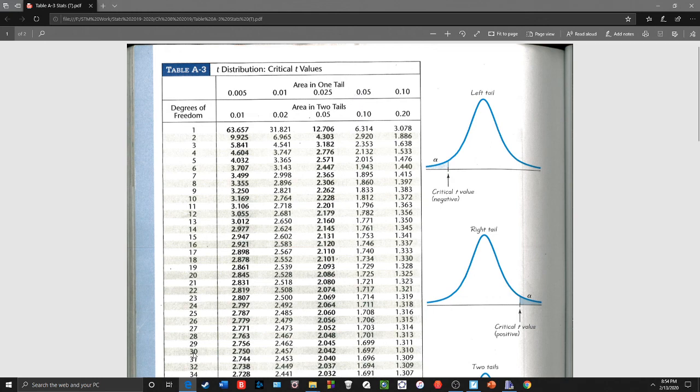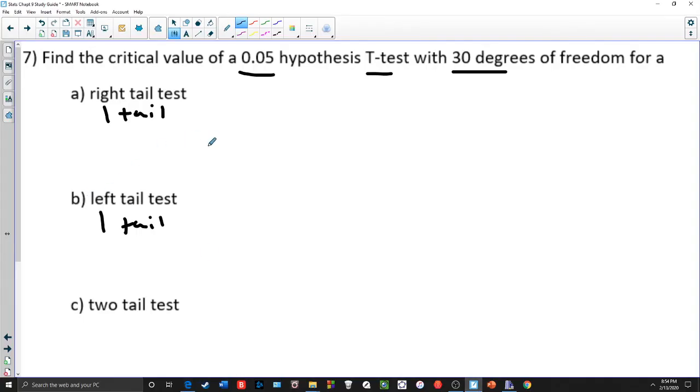If I said I had 30 samples or a 30 as an n, then I would subtract 1 from it. But it just outright tells me 30 is your degrees of freedom. So I don't subtract 1 from it here because it's giving me the degrees of freedom outright. So here's 30, here's 0.05. If we look up where they match up here, looks to be about right there at 1.697. So we go here and do 1.697 for a right tail test.